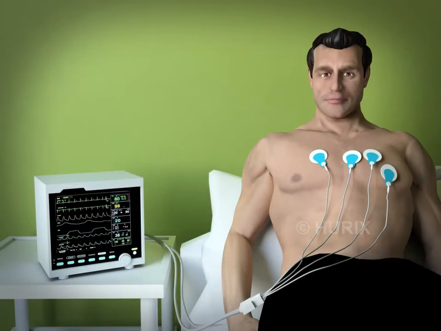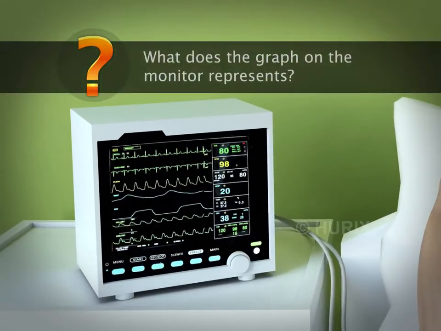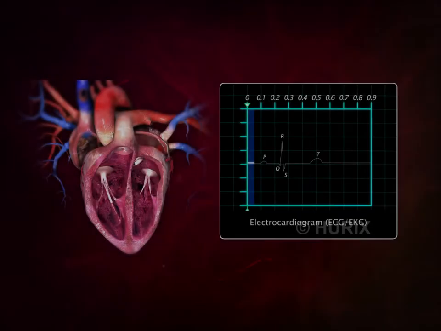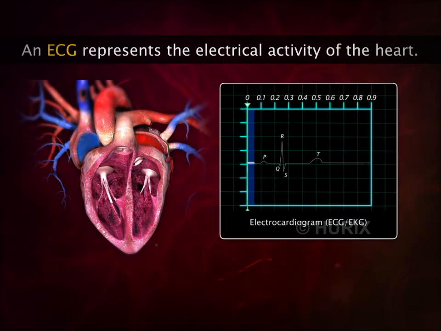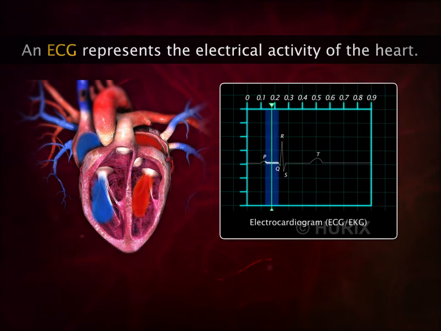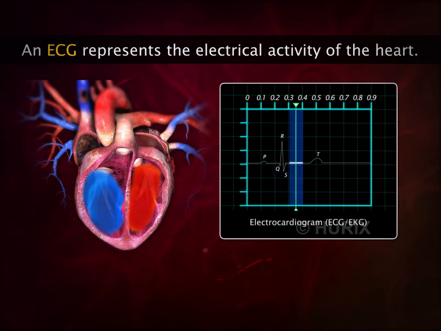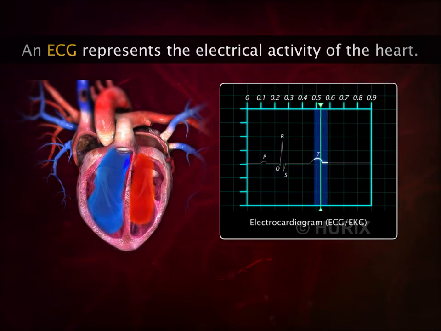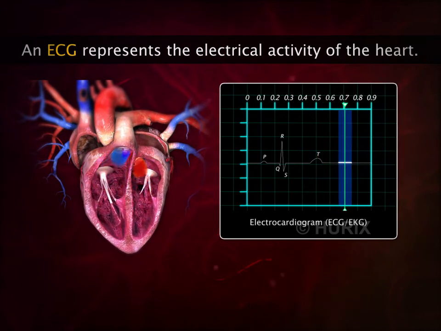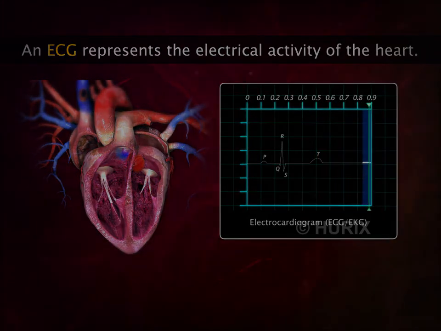Observe the given scenario. What does the graph on this monitor represent? The heart constantly generates a sequence of electrical activities with every single heartbeat. This signal is recorded as a graph called an electrocardiogram.